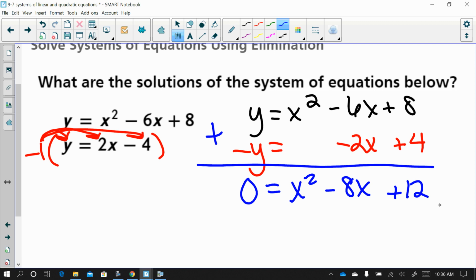From here, you have options. You can say, okay, do I want to reverse FOIL? Do I want to factor? Okay, so factoring, I could complete the square. I could do quadratic formula. Whatever you think is the easiest. I prefer factoring if I can, so let's see if we can factor this.